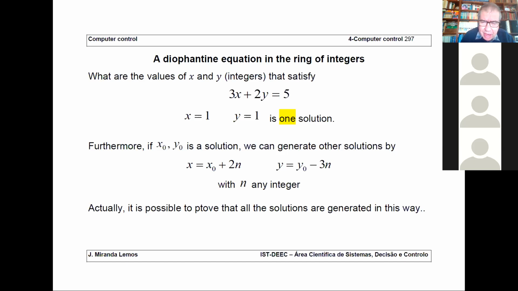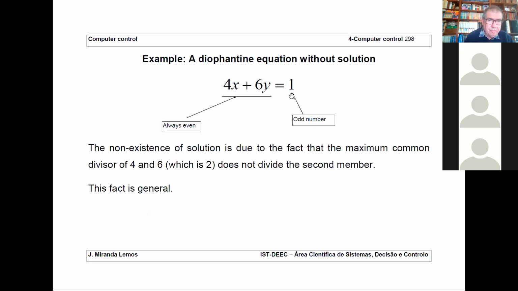Have you heard of affine spaces? Probably not. But affine spaces, for instance, are important in image processing. So remember this. If we have one solution, then there is an infinite number of solutions that you can build in this way for integers. For polynomials, it's quite the same.